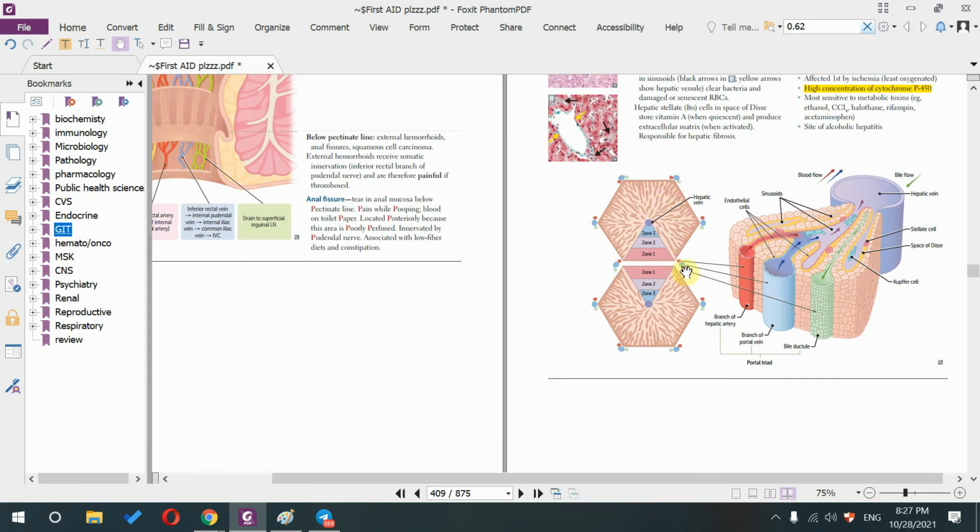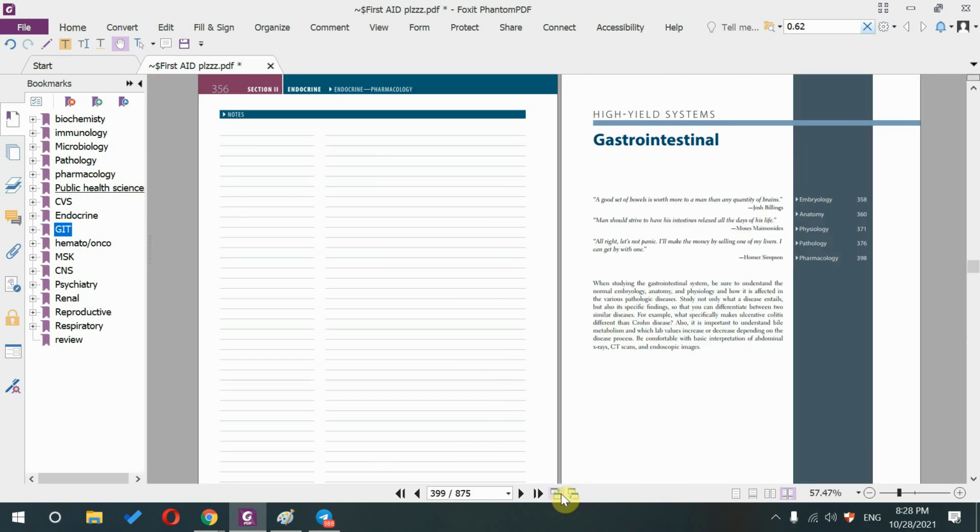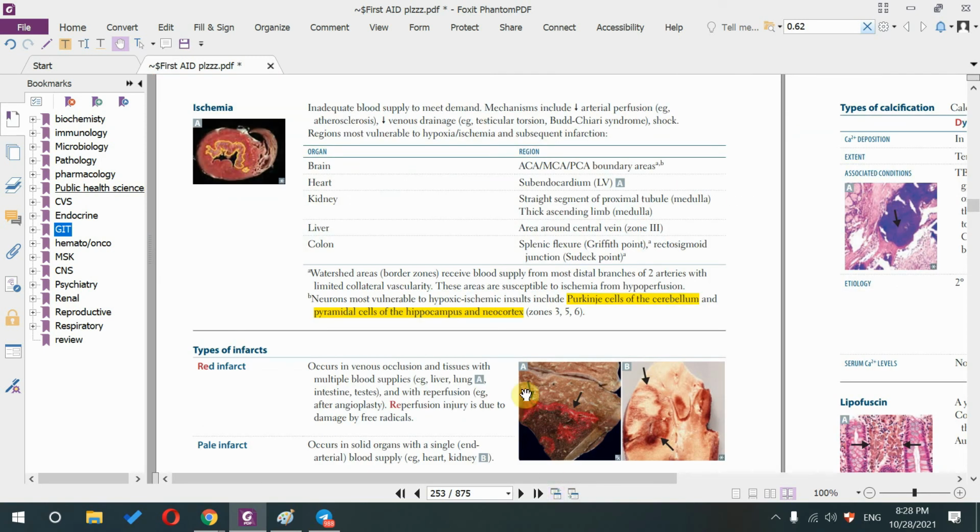Here you have the triad in the lobule. And here you have the central vein, which goes to the hepatic vein. And here we have the portal vein. So the portal goes to the hepatic, yeah? And according to the way, we have zone 1, zone 2, zone 3. So zone 1 will have the most amount of oxygenated blood, and zone 3 will have the least amount of oxygenated blood. You must know this. Okay, so let's go back to this. So we have the colon. In the colon, it's the splenic flexure. A watershed point. It's basically where two vessels connect with each other. Like it is near the splenic flexure.